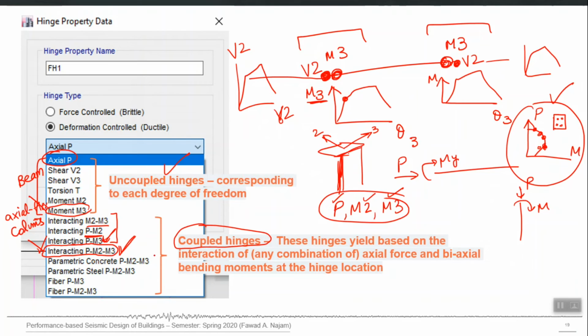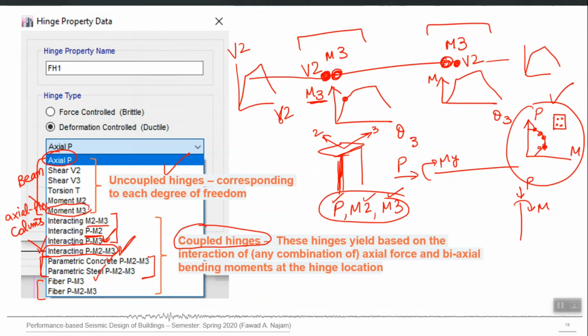And then you also have 2 parametric options, concrete and steel. Parametric simply means that it is a quick way of defining an interacting plastic hinge. For concrete it gives a template, for steel it also gives a template. So instead of defining the complete M-theta relationship and all that detail, you give some basic inputs and ask the program to develop that hinge for you, right? But these two parametric options are only available for limited types of cross sections. And the last two are the fiber hinges, which we will discuss maybe next class.